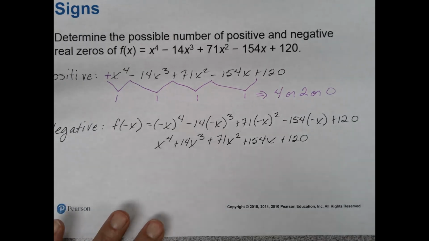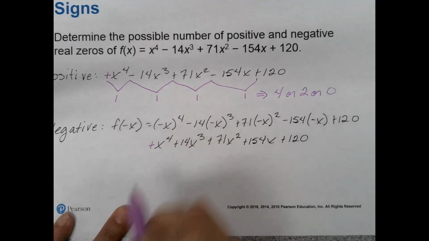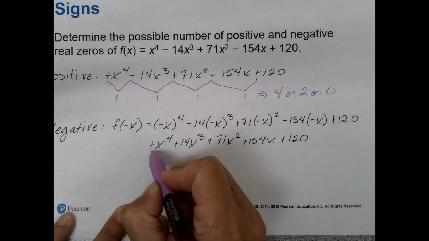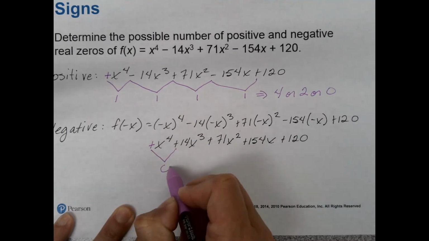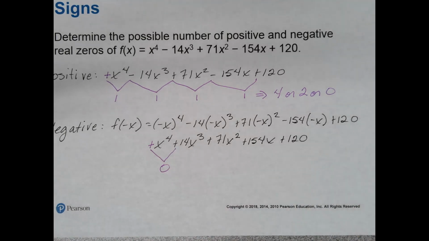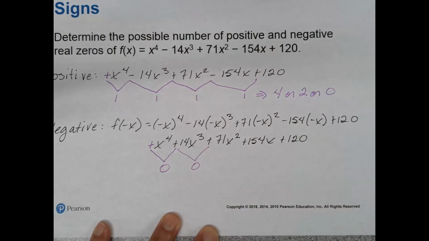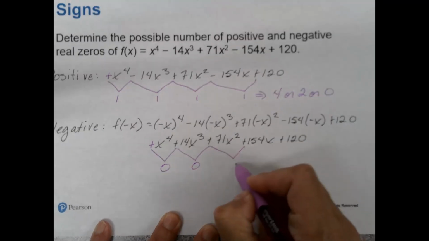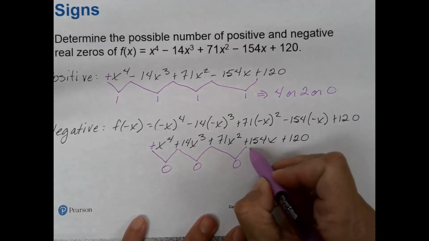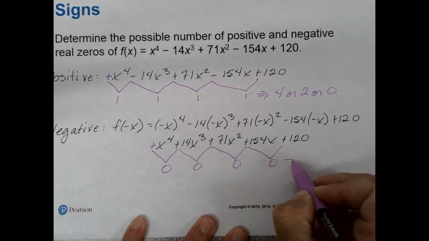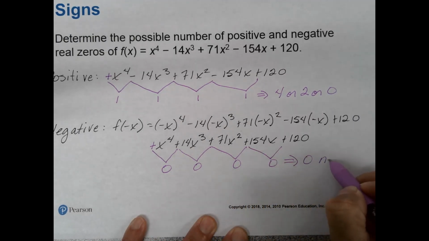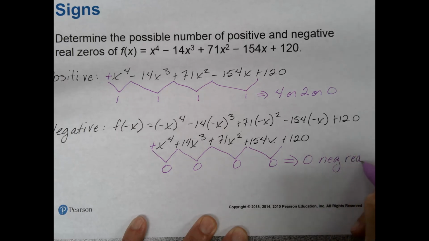Let's look for our sign changes. X to the 4th is positive. We have a positive to a positive. The sign didn't change, so I'm counting sign changes. That's going to give me a 0 down there. If it changes, I write a 1. If it doesn't change, I write a 0. Positive stayed positive, it's 0. Positive stayed positive, it's 0. Positive stayed positive, it's 0. I have 0 negative real roots.